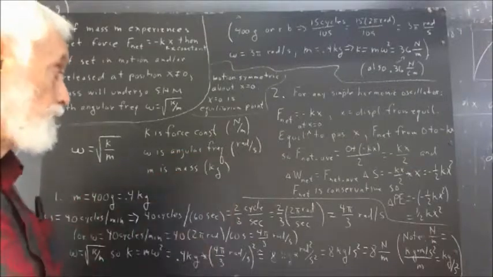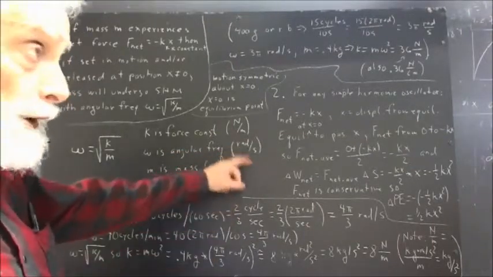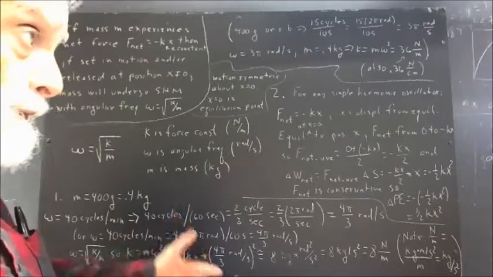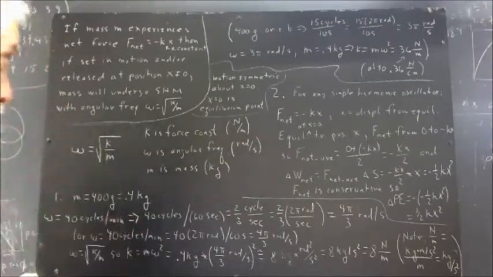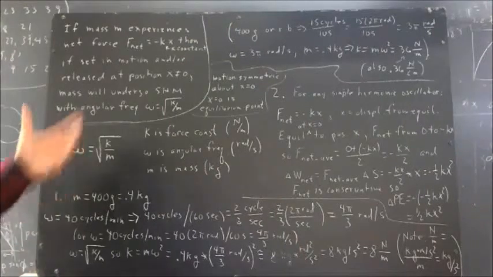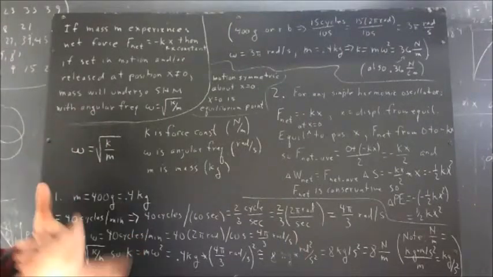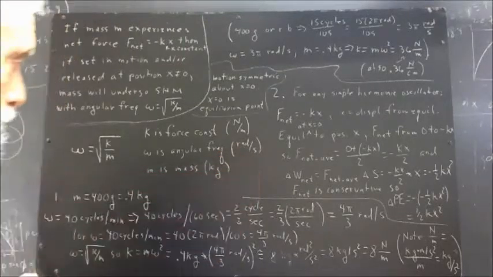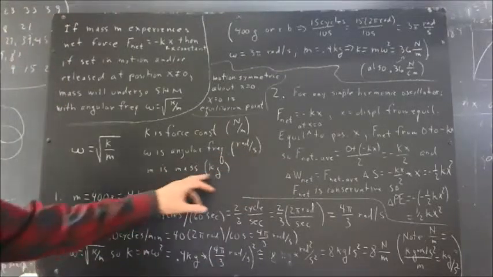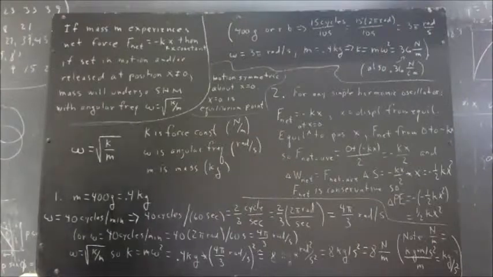Omega is the angular frequency, measured in radians per second in the SI units. It could also be measured in degrees per second, revolutions per second, any measure of angular displacement per second, but in SI units we'll use radians per second. And M is the mass, and as we know, the SI unit for mass is a kilogram.